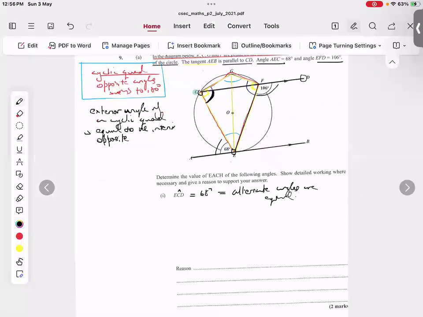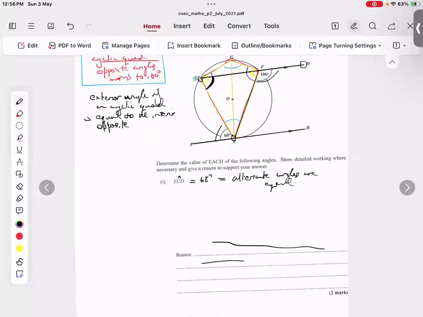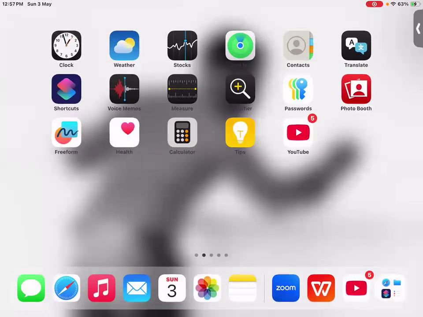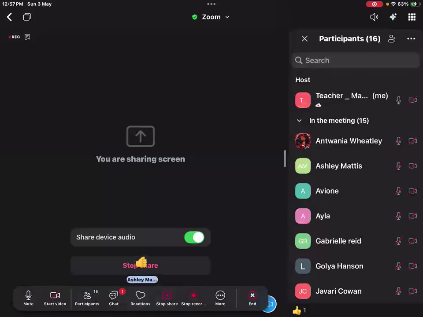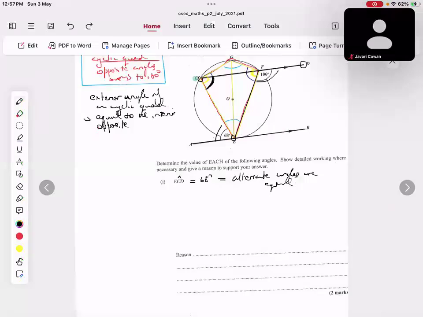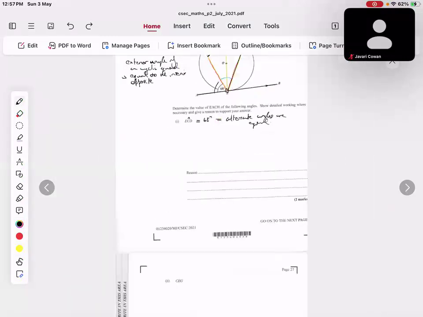Oh, Lord God, watch out. We have space. Oh, my Lord. Yeah, you can write it there. So you can write your answer ECD 68 and write your reason and explain yourself down at the bottom. All right. Lovely. Everybody okay with that one? Yes, sir. Ashley says she good. All right. Next one.